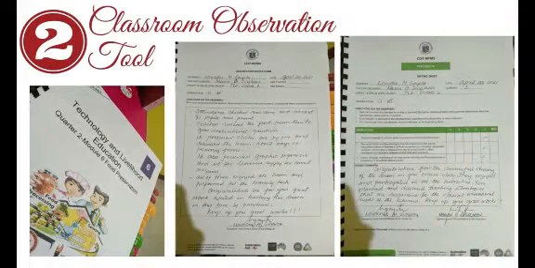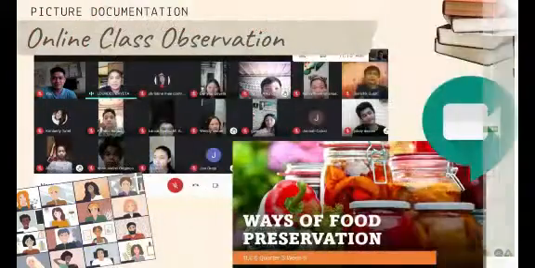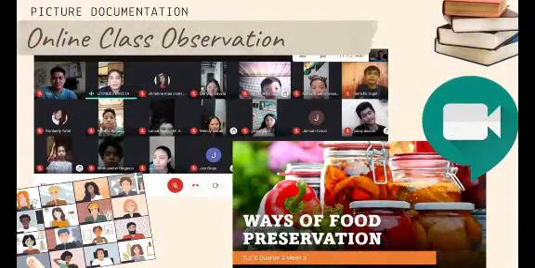On the other hand, last April, I had my second class observation. This time, it is in TLE 6. The topic is all about ways of food preservation. Majority of the Grade 6 learners are able to relate since they practice it in their homes.